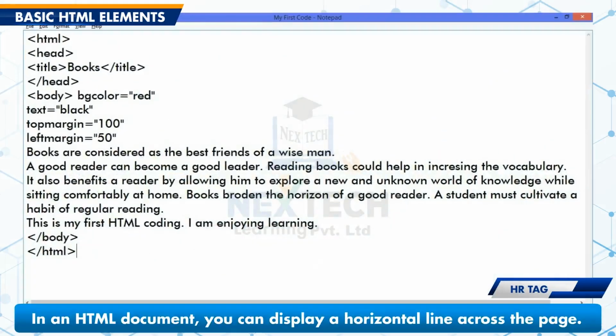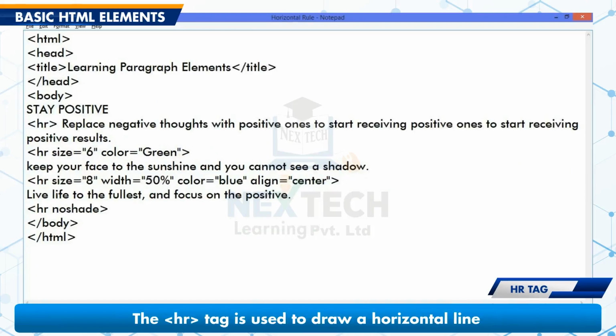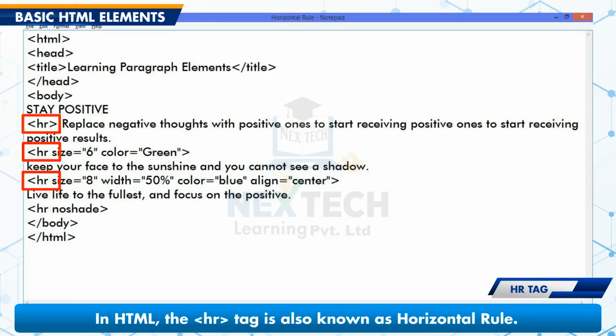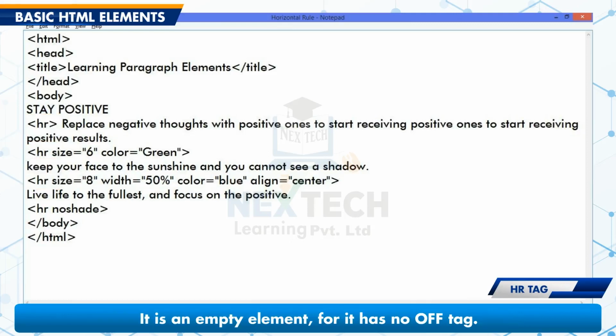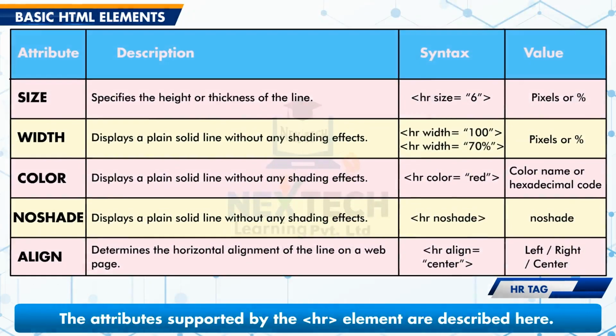HR tag. In an HTML document, you can display a horizontal line across the page. The HR tag is used to draw a horizontal line, generally to separate the blocks of text. In HTML, the HR tag is also known as horizontal rule. It is an empty element, for it has no off tag. The attributes supported by the HR element are described here.